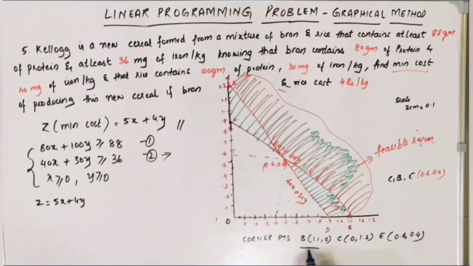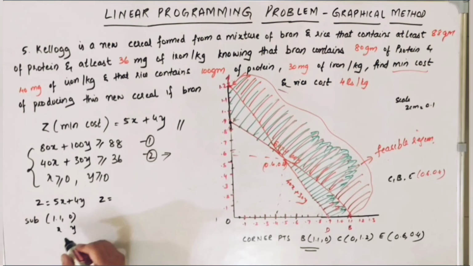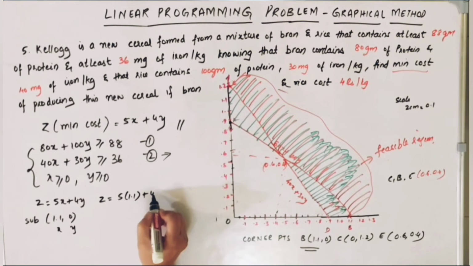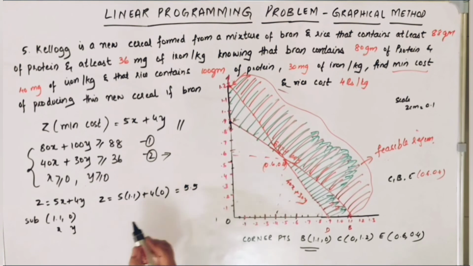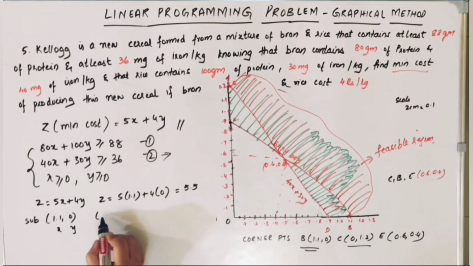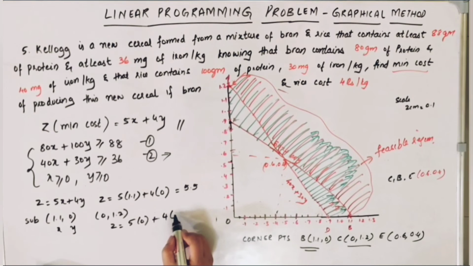Let's substitute point 1.1 and 0. So this is our x and this is y. So what do we get? Z is equal to 5 into 1.1 plus 4 into y. Y is 0. So we get 5.5. Now we will take the second corner point, which is 0 and 1.2. We'll get Z is equal to 5 into x, x is 0, plus 4 into 1.2, which is 4.8.